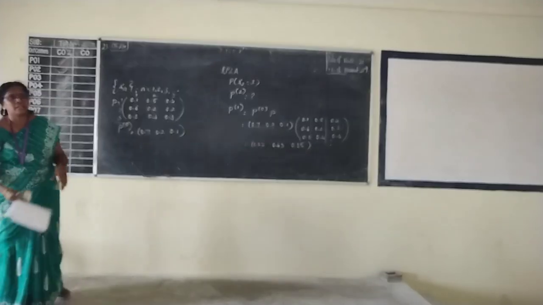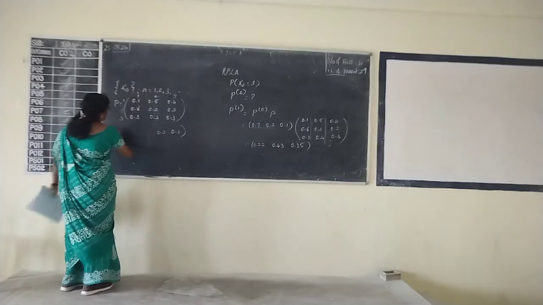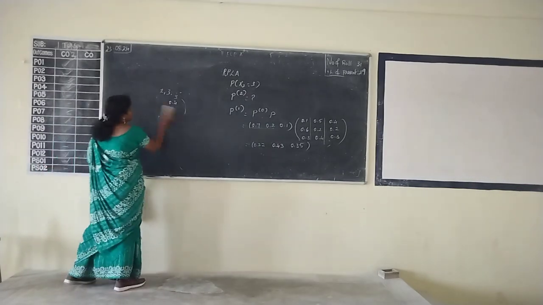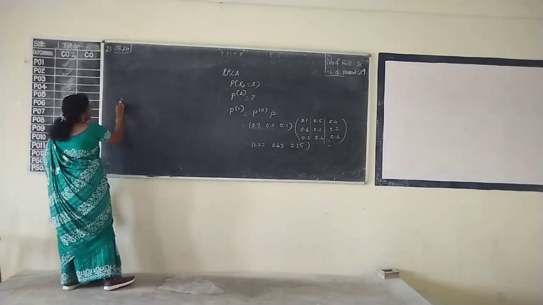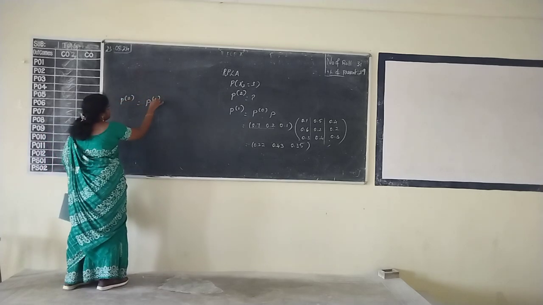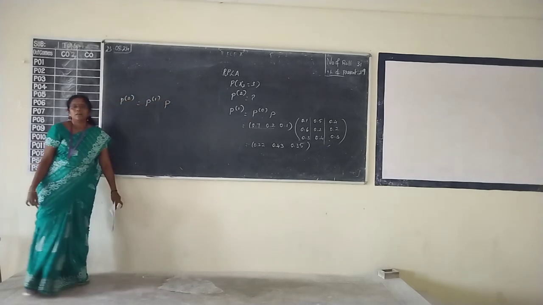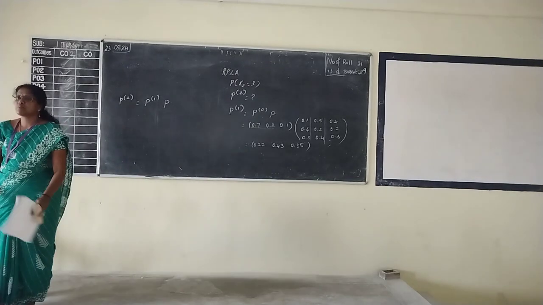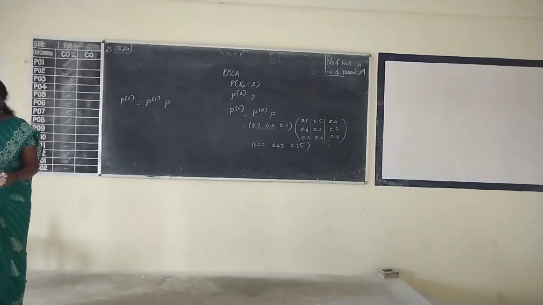Now find for the second step, P2. So P2 will be equal to P1 into P. Practice with the calculators properly. Problems are easy, but you have to do the calculation carefully.